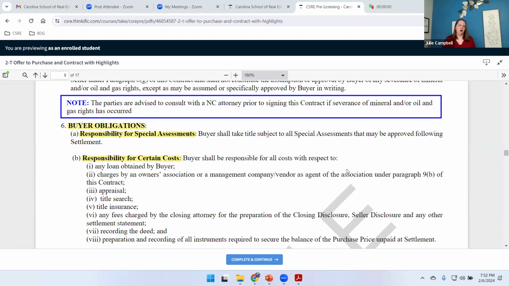And then we have the buyer's obligations. What are they required to do? Here are our special assessments again. The buyer is going to take the property subject to all special assessments that are approved following settlement. So there might be some special assessments that are proposed; they just haven't been voted on yet. If the seller's aware of anything being considered, hopefully they'll let the buyer know. But if it's not approved until after settlement, then those are going to be the buyer's responsibility.